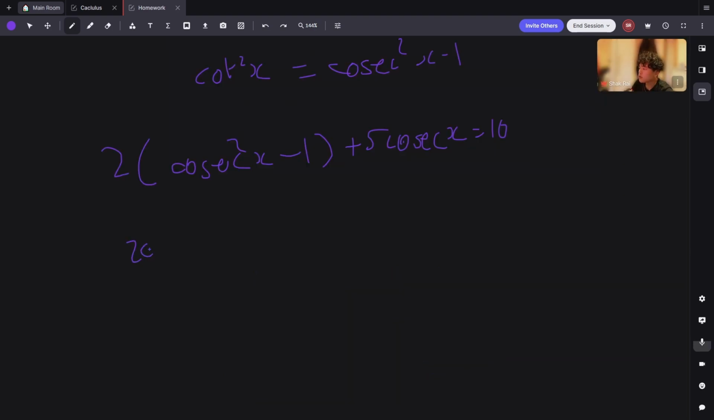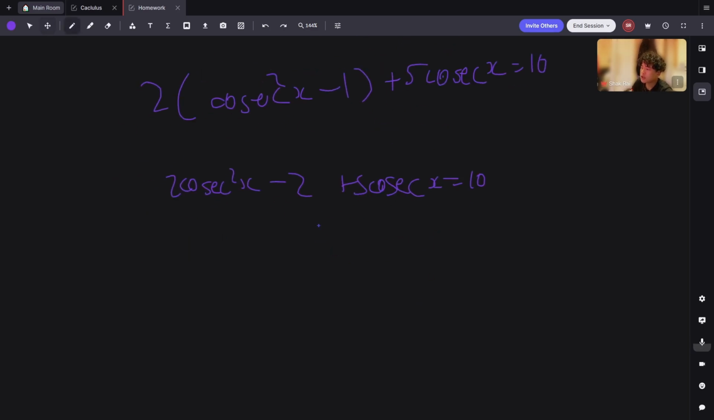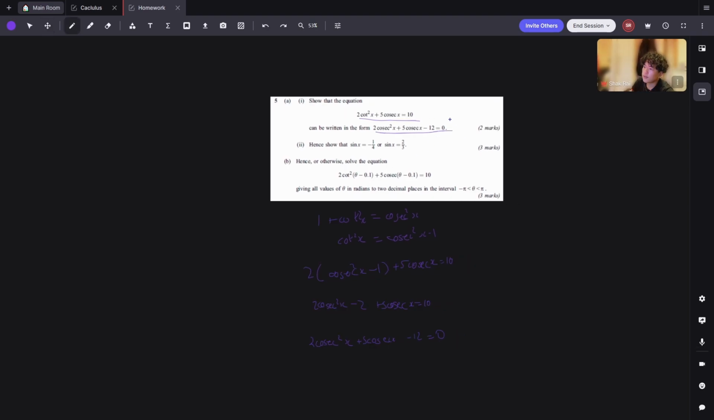Okay, so that is 2 cosec squared x minus 2 plus 5 cosec x equals 10. And now we just need to rearrange. So 2 cosec squared x plus 5 cosec x, and then minus 12, because we're just minusing 10 on both sides, equals 0. And that's what they have there.